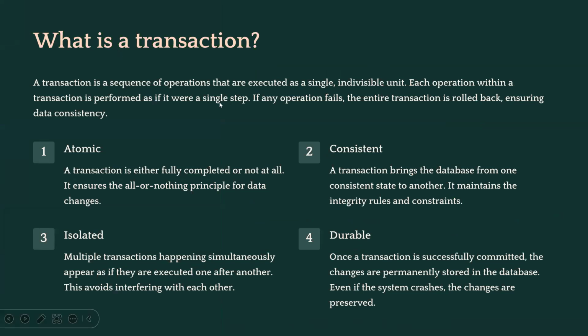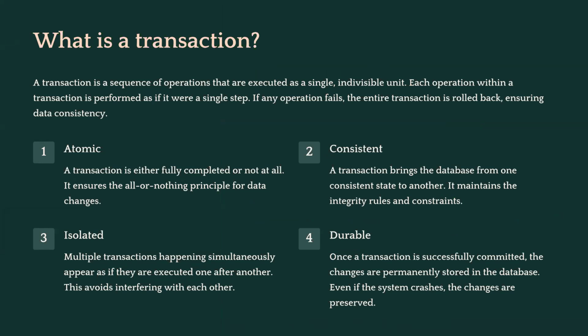Let's first understand what a transaction is. A transaction is a sequence of operations that are executed as a single, individual unit. Each operation within a transaction is performed as if it were a single step. If any operation fails, the entire transaction is rolled back, ensuring data is consistent.